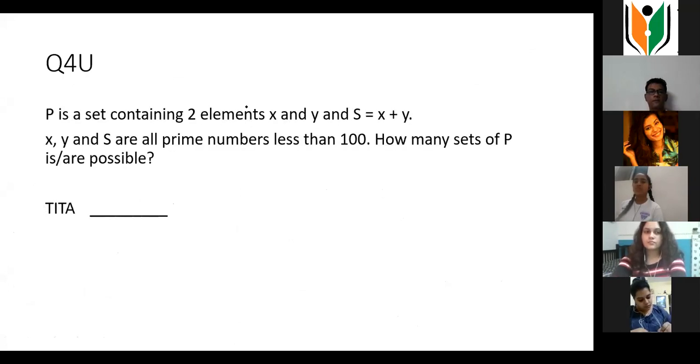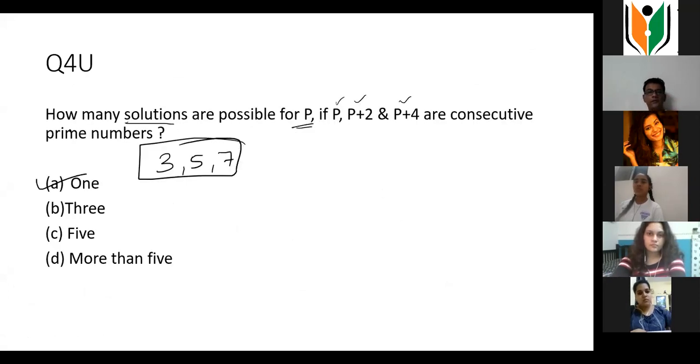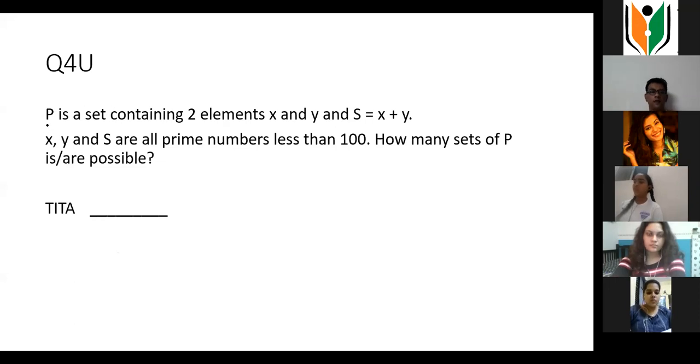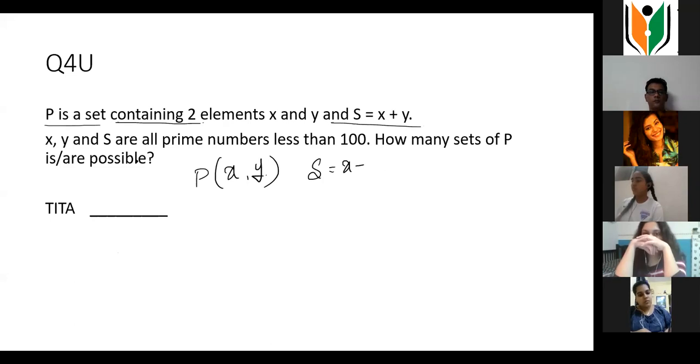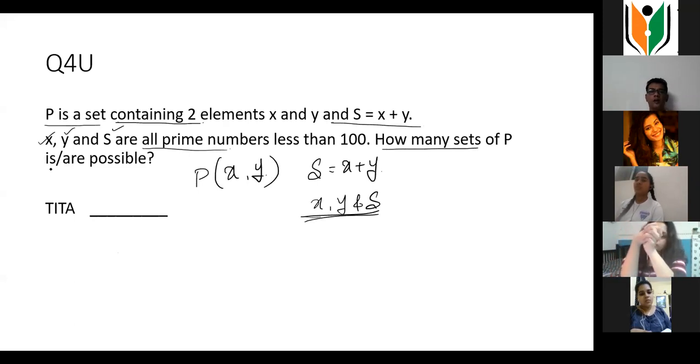Okay? Look at this. This is a bit more complicated than the previous one, but still very, very easy. P is a set containing 2 elements. So I have a set which contains 2 elements. Let's say X and Y. And S is equal to X plus Y. So S is nothing but X plus Y. Now it says X, Y, and S, all 3 of them, are prime numbers less than 100. Then how many sets are possible?